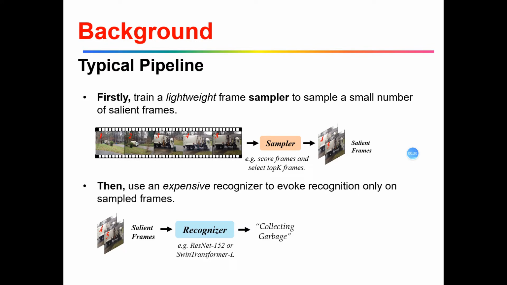Firstly, we train a lightweight frame sampler to sample a small number of salient frames. For example, we use a scoring model to score all frames and select the top key-scored frames. Then, we use an expensive recognizer to perform recognition only on those sampled frames.